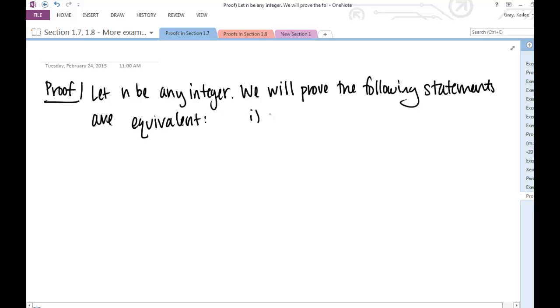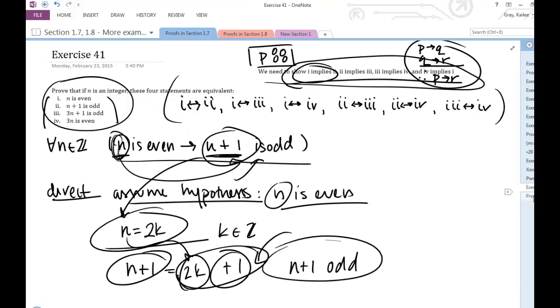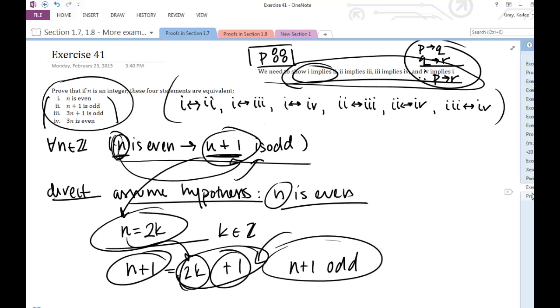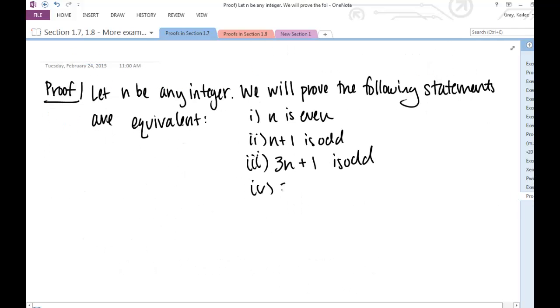So the first one was n is even. The second one, n plus 1 is odd. The third one, 3n plus 1 is odd. And then the last one was 3n is even. Okay.